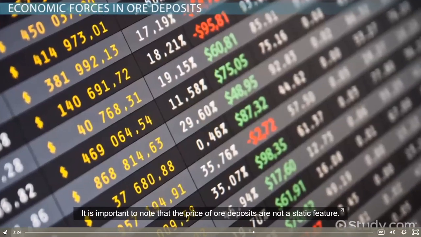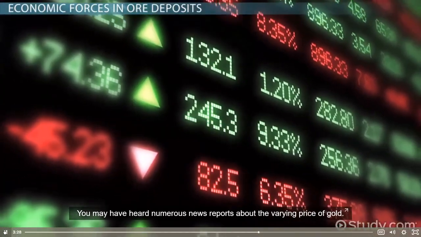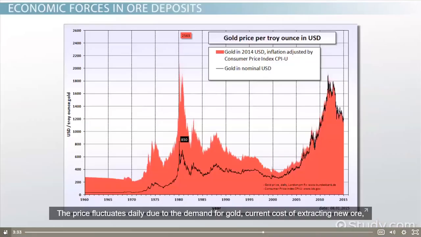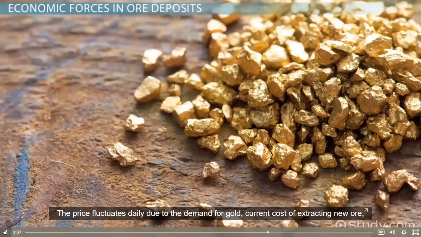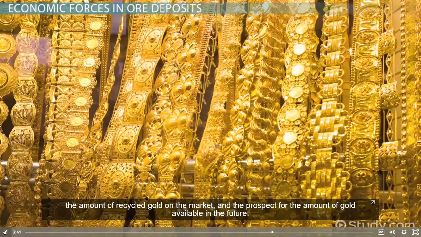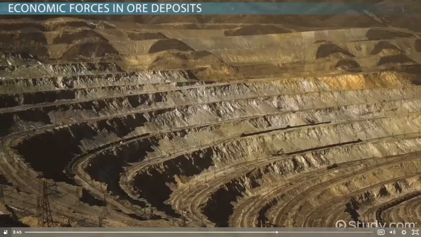It is important to note that the price of ore deposits are not a static feature. You may have heard numerous news reports about the varying price of gold. The price fluctuates daily due to the demand for gold, current costs of extracting new ore, the amount of recycled gold on the market, and the prospect for the amount of gold available in the future.